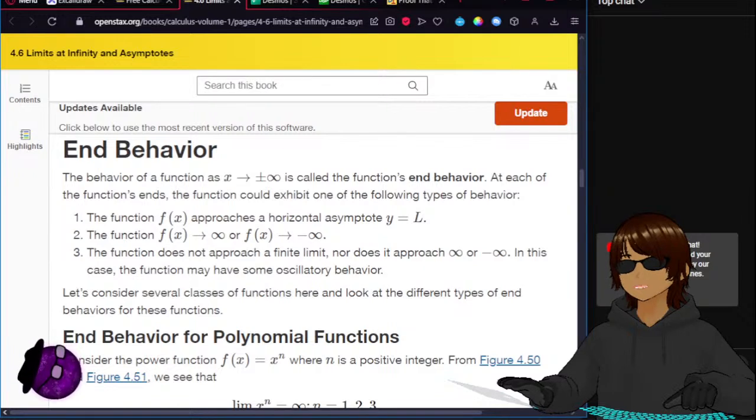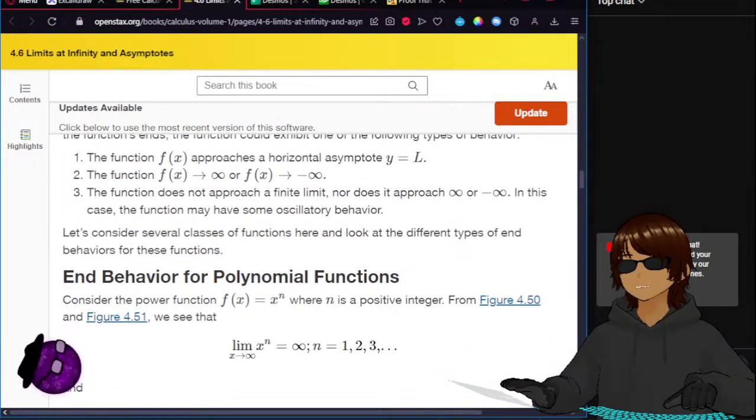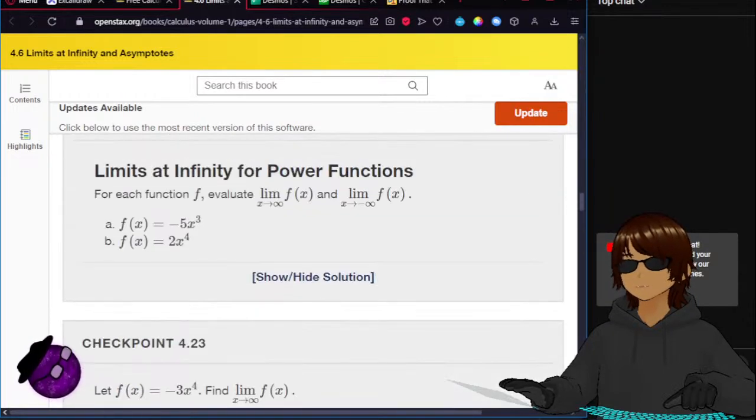The behavior of a function as x approaches positive or negative infinity is called the function's end behavior. At each of the function's ends, the function could exhibit one of the following types of behavior: horizontal asymptote, or it goes to positive or negative infinity. It does not approach a finite limit, nor does it approach positive or negative infinity. In this case, the function may have some oscillatory behavior. Okay, that makes sense.